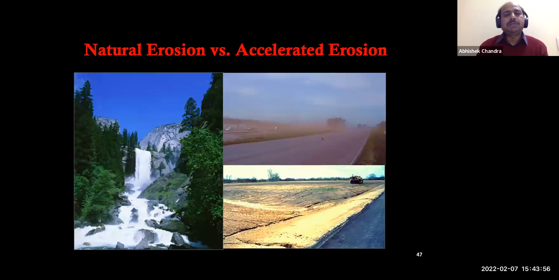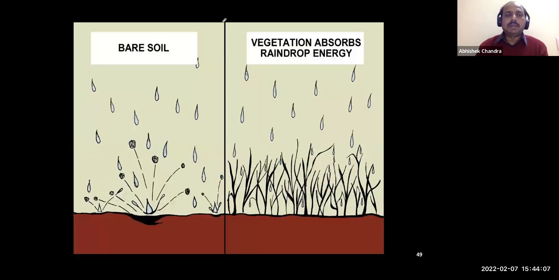So this is the picture. You can see here it is a natural waterfall coming from here, and it will be accelerated during the development phase. So what happens on bare soil when the raindrop comes? You can see the soil resistance is reduced and the soil erodes easily.